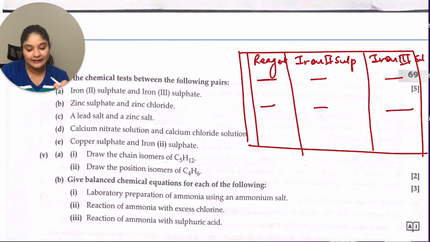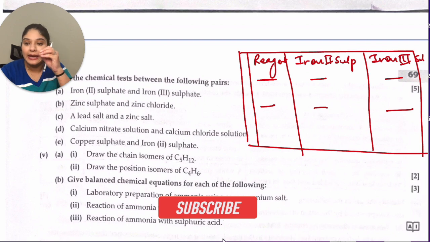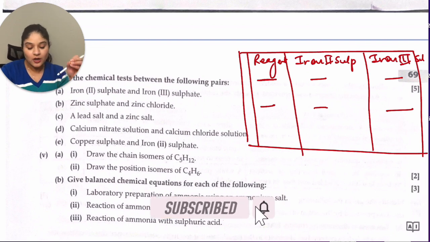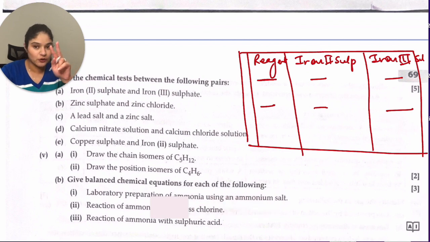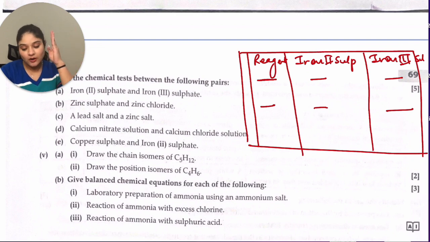Now let's come on lead salt and zinc salt. You can differentiate between them by using excess of ammonium hydroxide. When you have excess of ammonium hydroxide, first of all both of them will give you a white PPT. Lead will give you a chalky white PPT. Zinc will give you a gelatinous white PPT. By using excess ammonium hydroxide, lead is an insoluble salt and the zinc dissolves in excess of ammonium hydroxide.